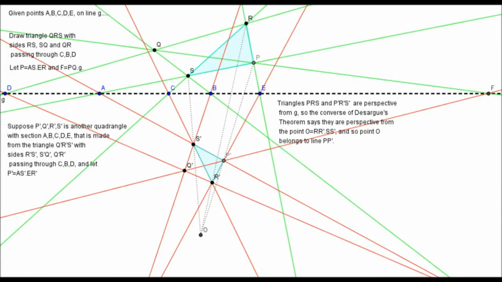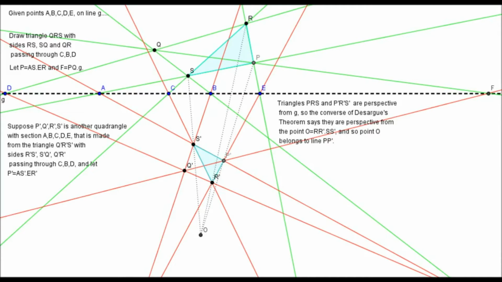Why is that, and what does that mean? Well, to say that two triangles are perspective from a line means that if we look at the corresponding edges, for example, SR would correspond to S'R', those corresponding edges meet at the same point on this line g. So RS meets g at the same place as R'S', RP meets g at the same place as R'P', etc.